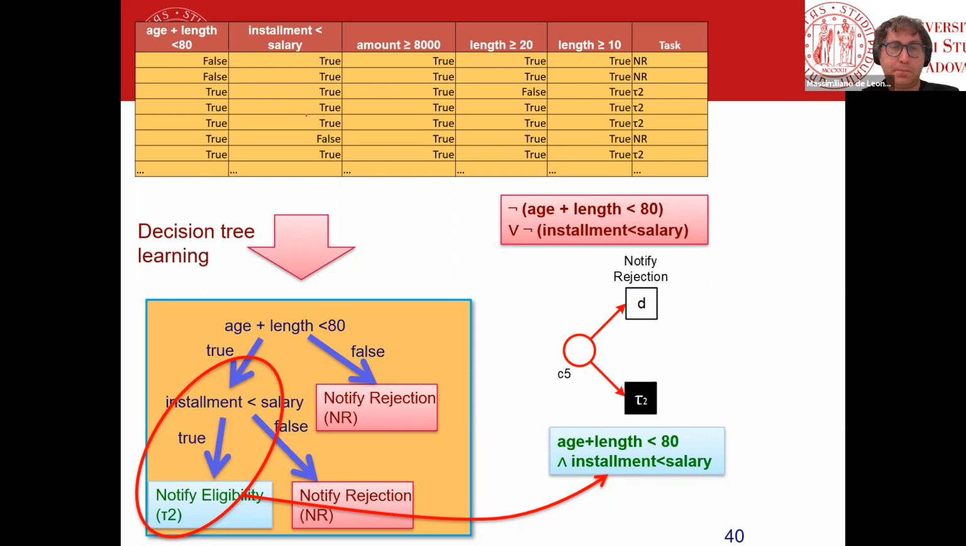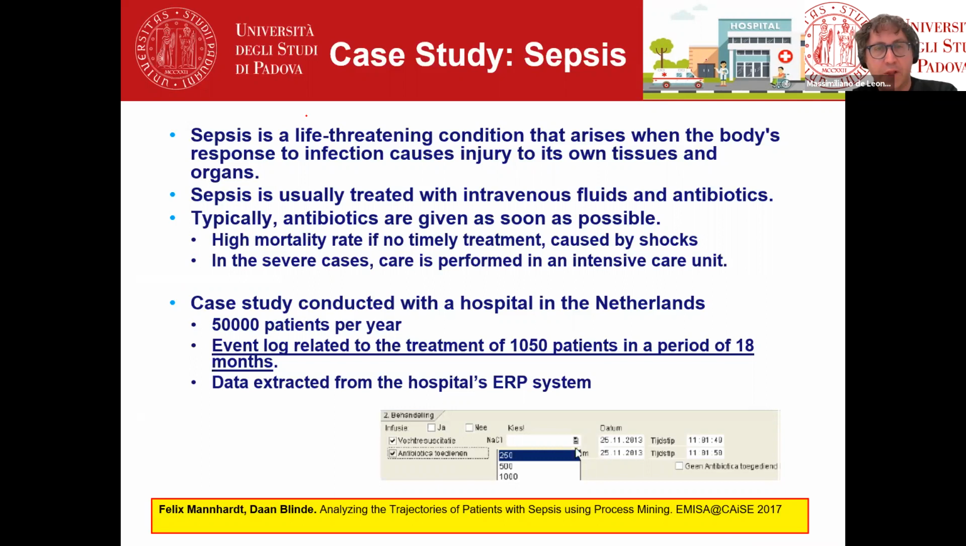Now to showcase the practical applicability of this, I report on a case study made by Felix Mannard while doing a PhD, while being a PhD student in Eindhoven. And it's about sepsis. Sepsis is a life-threatening condition that arises when the body responds to an infection caused by injuries. So for example, the body basically fights against the body itself. This is very life-threatening. And if you don't give antibiotics very quickly, the mortality rate is very high.